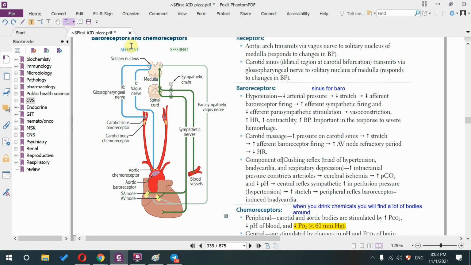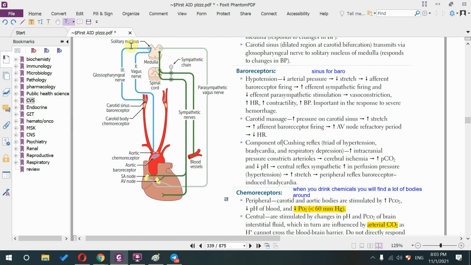Yeah? Sorry, the bradycardia and the respiratory depression are due to the increased stretch, which leads to the peripheral baroreceptor reflex.